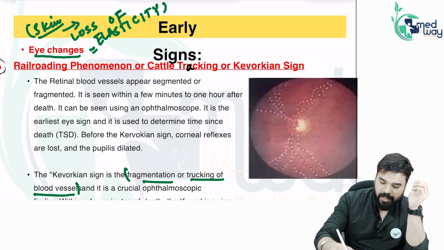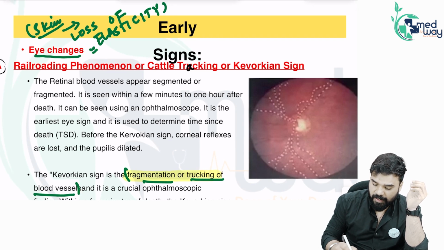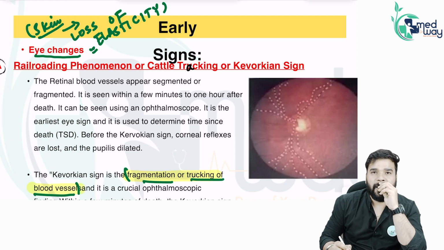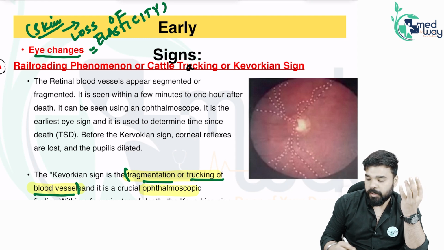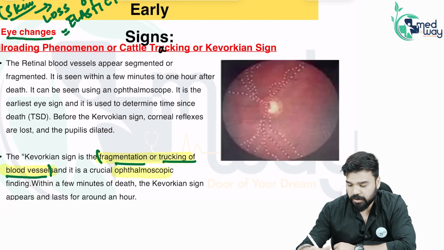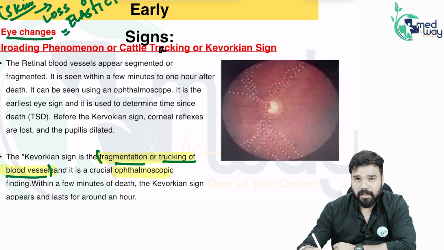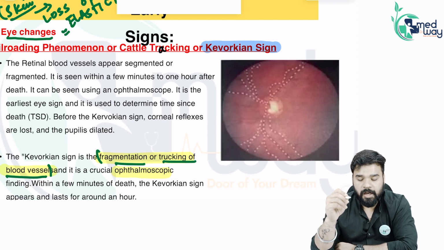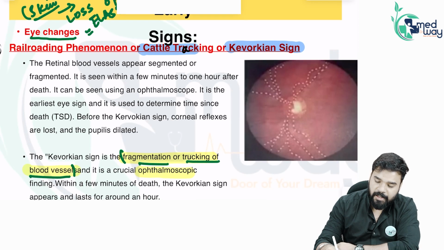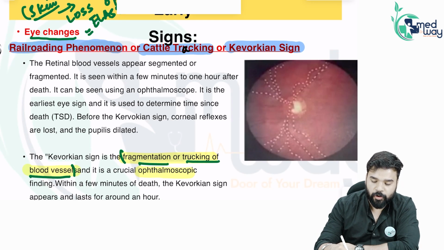So what I'll do, I will highlight the important points here. Fragmentation and trucking of blood vessels you will see, and you will see it by using an ophthalmoscope. As you can see in this picture, there is fragmentation of blood vessels here. This sign is very important, and it can come in your exam. This sign is known as Kevorkian sign. It is also known as cattle trucking sign or railroading phenomenon.